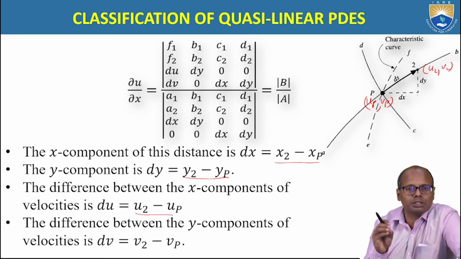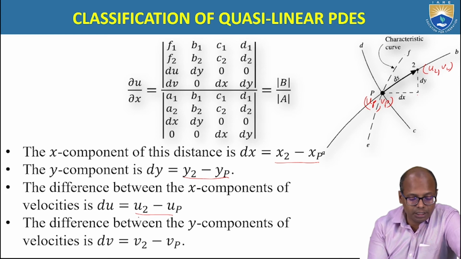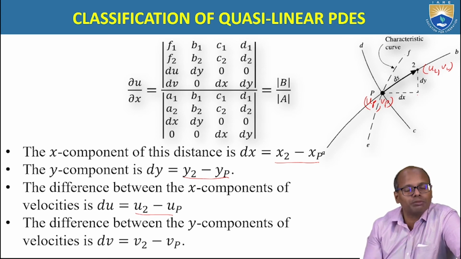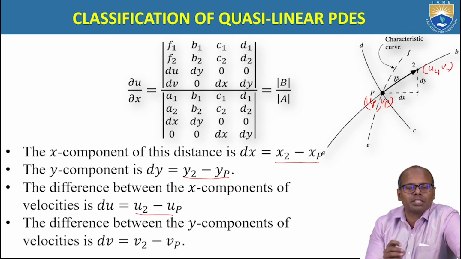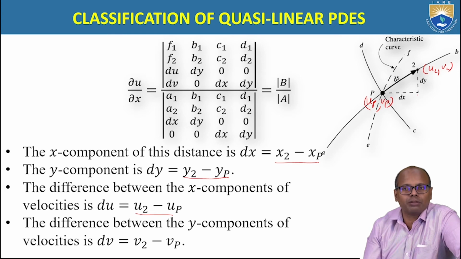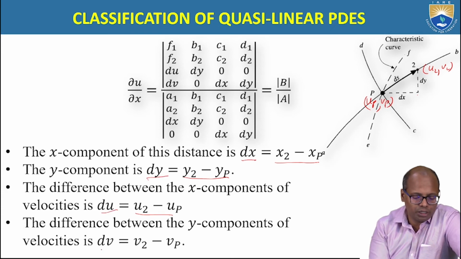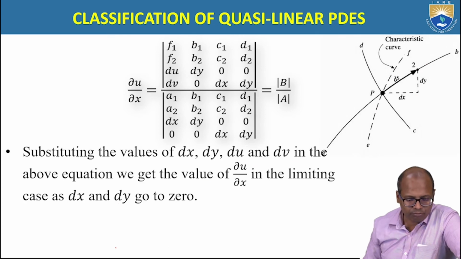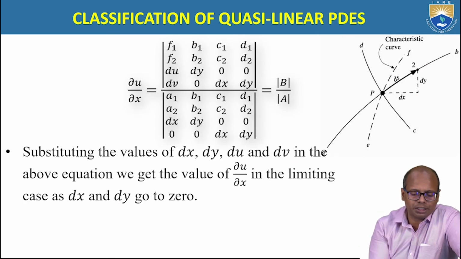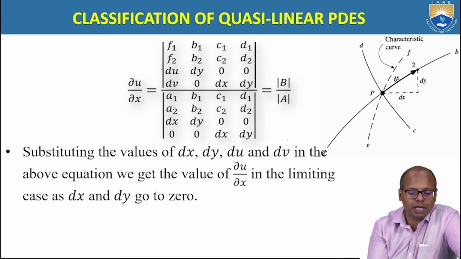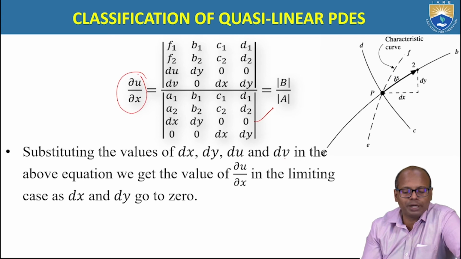Okay, so now what is the change in velocity in x component? Change in velocity of x component is the difference between the x component velocities. Similarly, the change in y component of velocity is the difference between the y components of the velocities at 2 points. So you can find out dx, dy, du, and dv. Now if I substitute these dx, dy, du, dv values in this equation, I can find out the value of dou u by dou x at this particular point P.